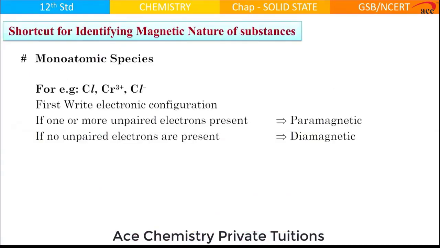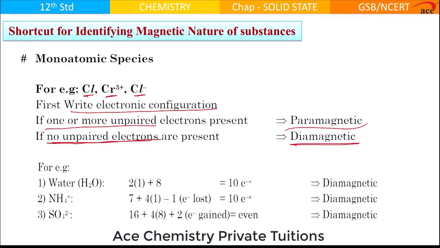Now, if you are dealing with monoatomic species made up of only one atom, they can be an atom or an ion, then write the electronic configuration. While writing the electronic configuration, if they have one or more unpaired electrons, then they are paramagnetic. If they have no unpaired electron, then they are diamagnetic. We don't have any exceptional case in this, so they are all diamagnetic otherwise. If you check water, the first thing is that it is a polyatomic species. If it is a polyatomic species, count the total number of electrons. If you count, it is 10. The total number of electrons is even, therefore it is diamagnetic.